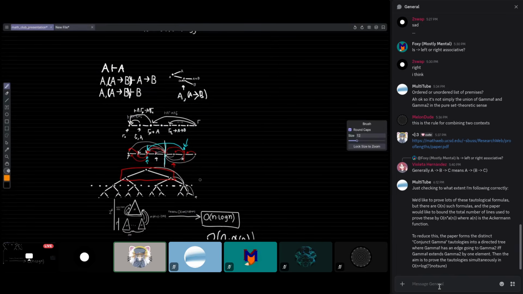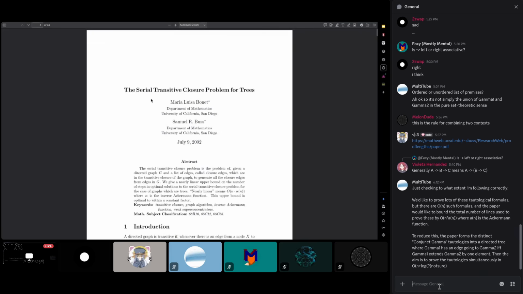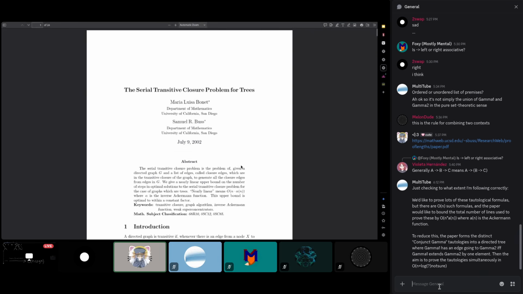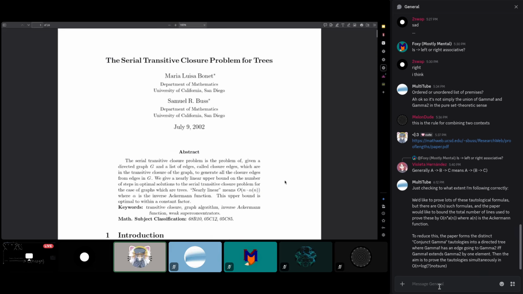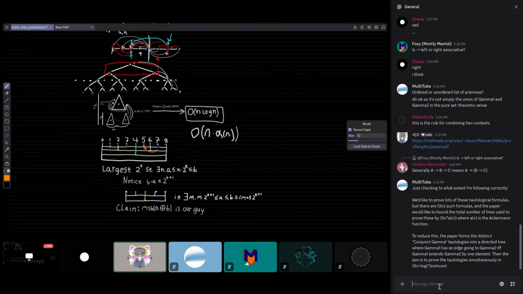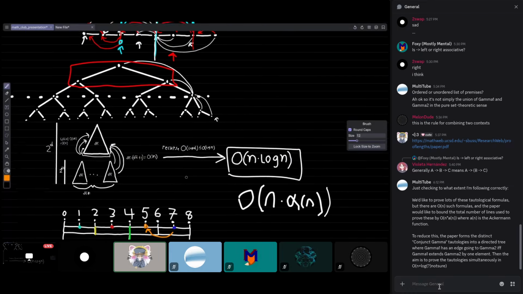And so this paper here, the serial transitive closure problem for trees, doesn't give you an algorithm for solving the transitive closure problem. It just says that you can do it in this number of edges, right? So that's why it was necessary to come up with an algorithm that lets you do it quickly, which is this part.